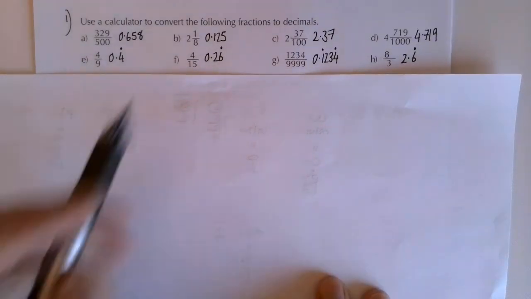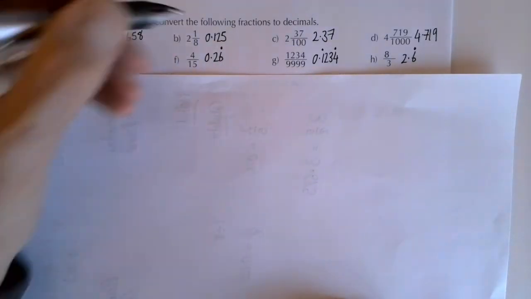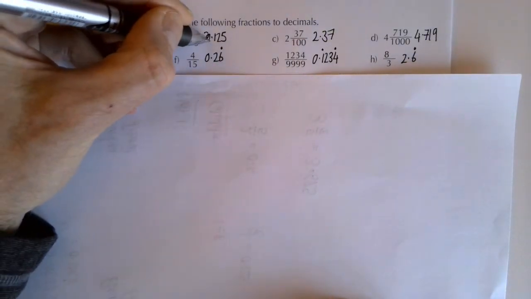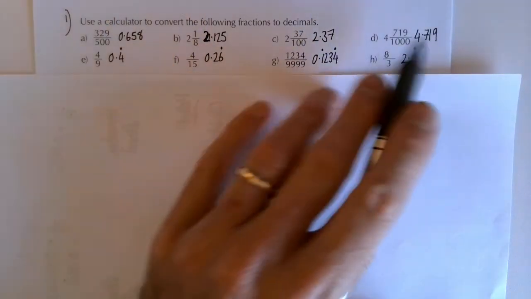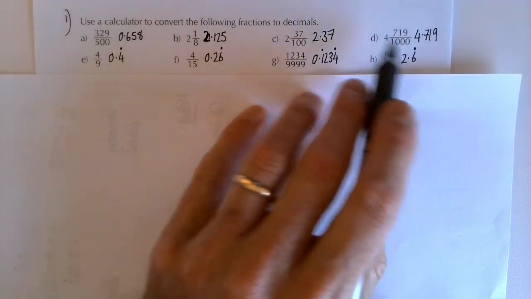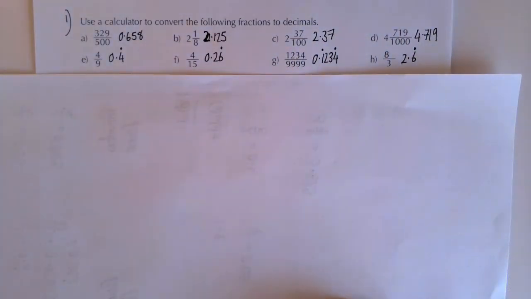So if you've got your own scientific calculator, this is so much easier. It does all the recurring stuff for you. If you're using a phone calculator, hopefully you're still able to spot the recurring ones. So the top ones, sorry, I just realised I made a mistake there. That's 2.125. Well done if you were able to do those without your calculator, because those are easy ones like we were doing yesterday.